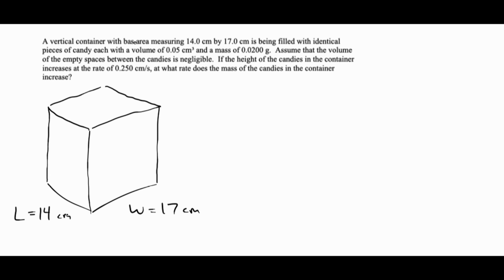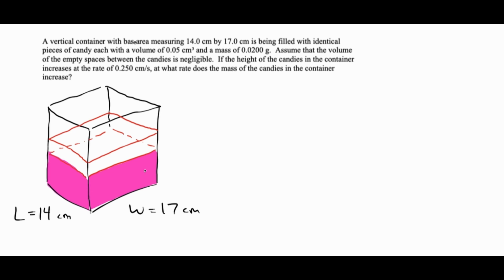So this one says we have a base area of 14 by 17 for a container. We're putting candy into this container. The candy's at a certain level right now, and the candy level is changing. So let's draw what it could be in the next instant of time.